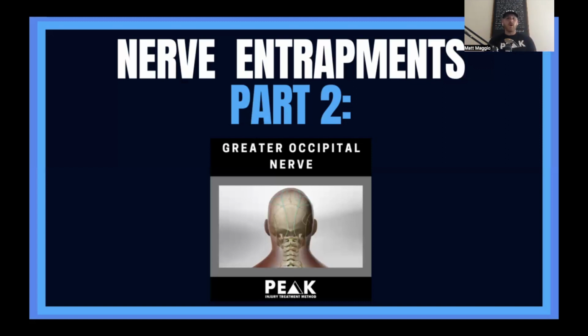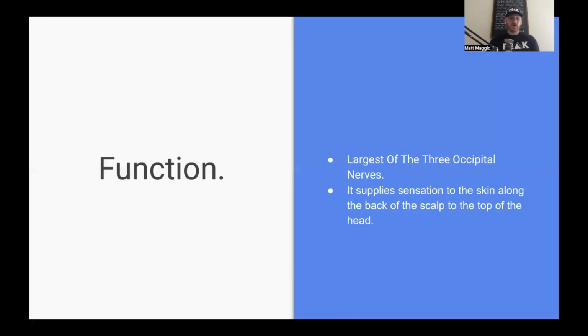But this week's training, I wanted to cover the greater occipital nerve. So what is the function of the greater occipital nerve? It is the largest of the 3 occipital nerves. There's 3 of them, and it got the name greater occipital nerve because it is the largest. Basically, it is a sensory nerve that innervates the skin of the back of the scalp and on top of the head. So basically real low down there and then up this whole back part of the head. It gives sensation to that area.